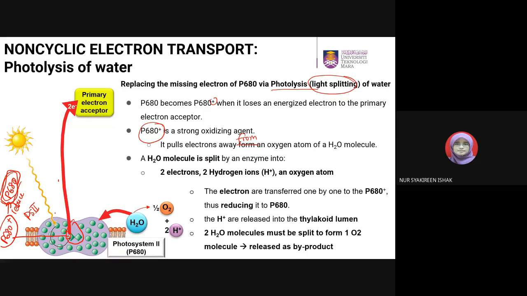So water molecule is split by an enzyme into 2 electrons, 2 hydrogen ions and 1 oxygen atom. Okay, so the electrons are transferred one by one to P680 plus, thus reducing it to P680. Okay, so the hydrogen ions are released into the thylakoid lumen. So two water molecules are required, okay, to be split to form one molecule of oxygen, okay, which is released as byproduct.